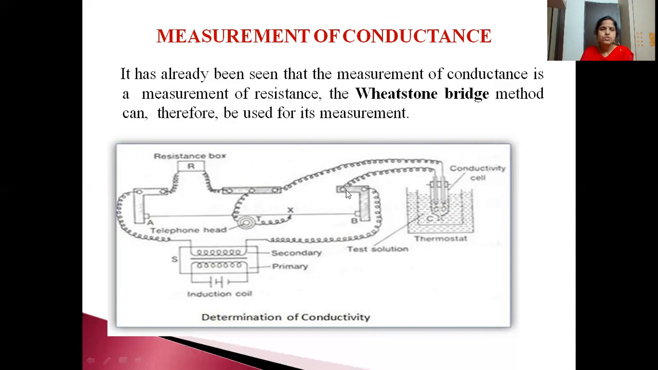First we have to select one resistance, and then we have to touch this wire on the long AB wire. We have to see where the sound in the telephone head is muted, and then we have to note the distance also.